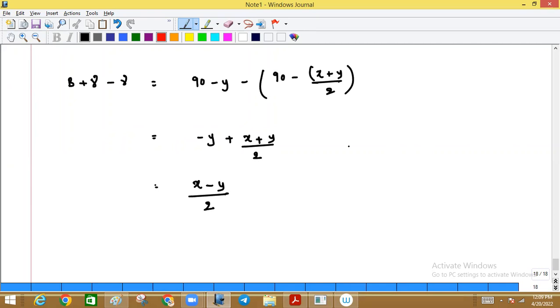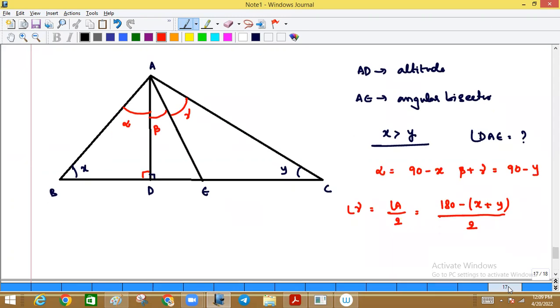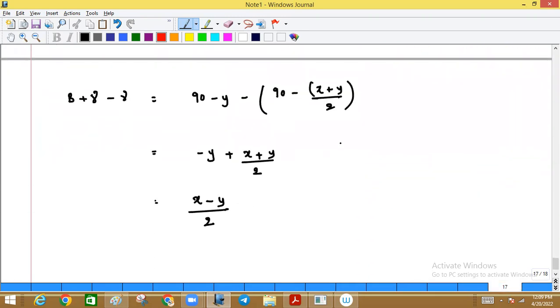So finally, whether you remember the derivation or not doesn't matter. But I just want you to understand: the angle between altitude and angular bisector is what? X minus Y by 2. It is angle B minus angle C by 2. So I can say angle DAE is equal to angle B minus angle C by 2.